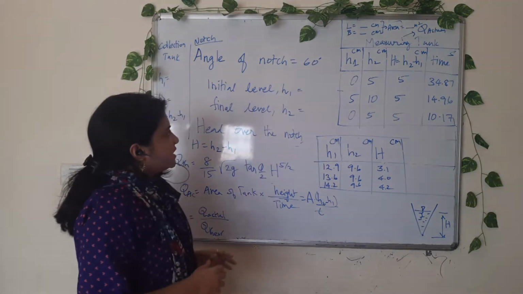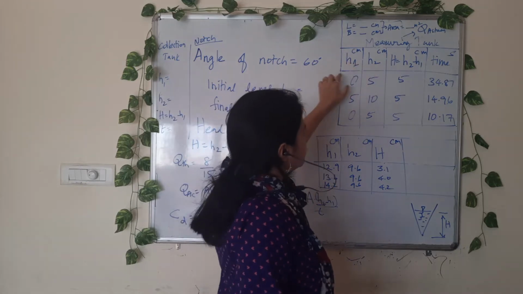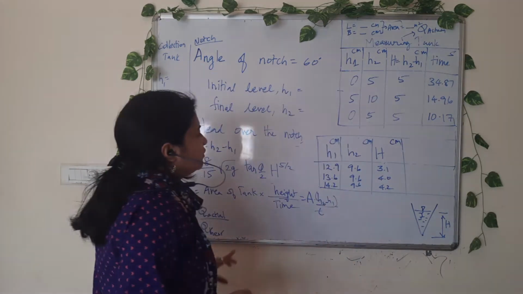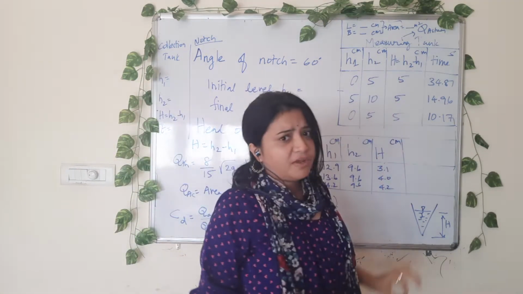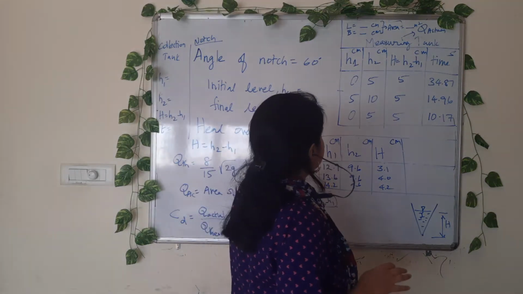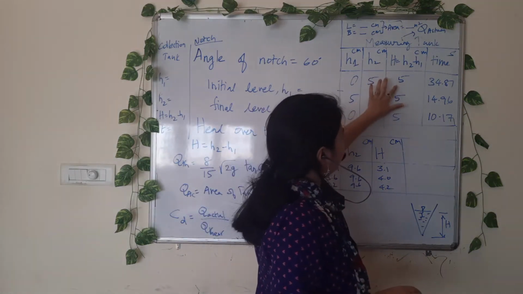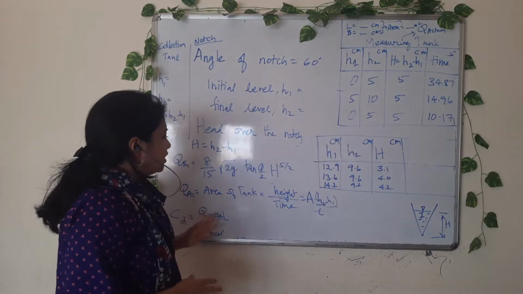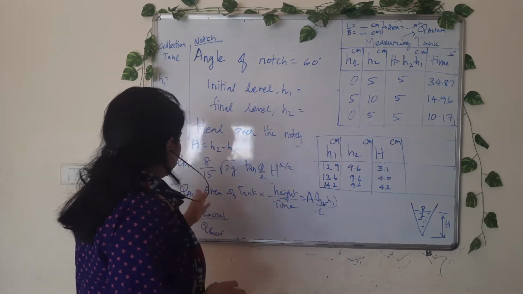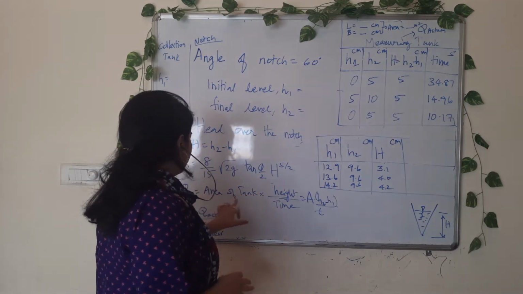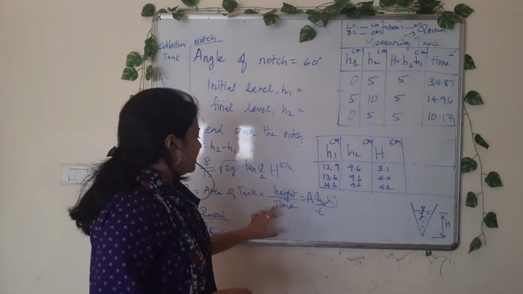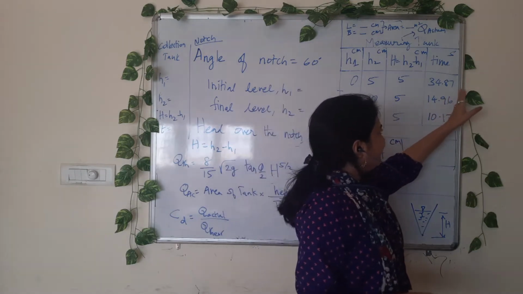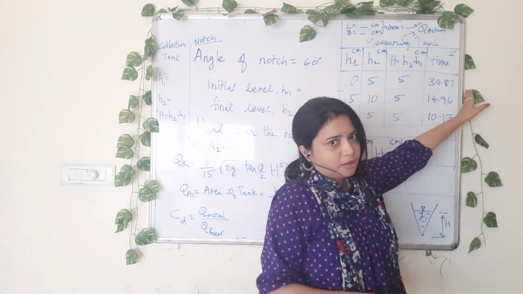In this case, we are going to measure H1, H2, which will be in centimeters, of course. In the first case, to find out the actual discharge, we have to keep capital H constant. Here, H is kept constant at 5 centimeters. We find out the actual discharge through this formula: actual discharge equals the area of the tank into the height divided by the time. When we do the model calculation, we will need another column here, which will give us the actual discharge.